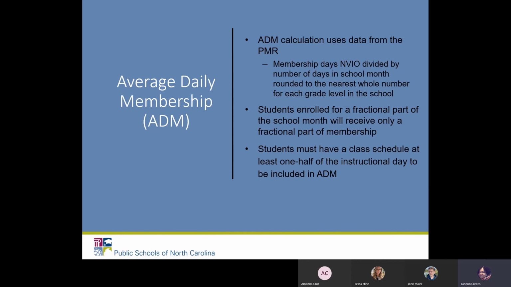For example, month 1 has 20 days, and the student was enrolled as a member for 15 days during month 1. Student will receive a 0.75 for ADM instead of 1. This is simply dividing 15 by 20. Students must also have a class schedule that covers at least 1/2 of the instructional day to be included in average daily membership.